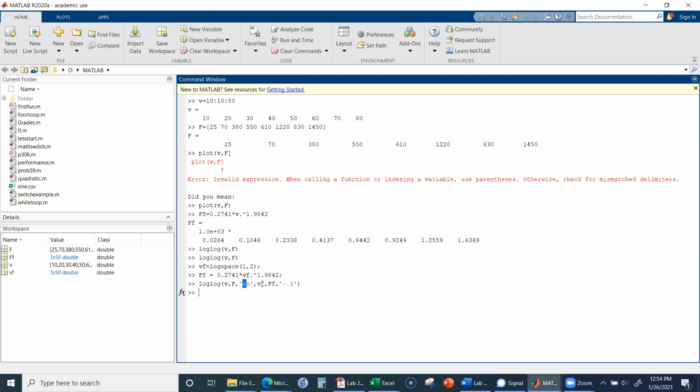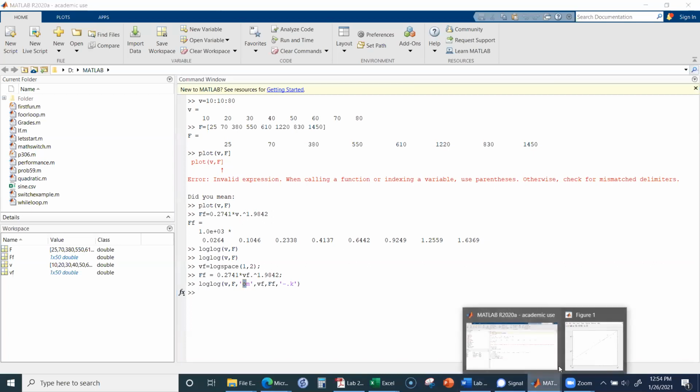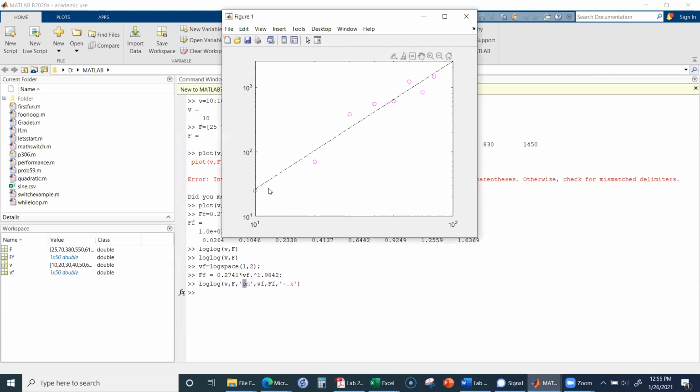circle markers. Okay, so now if you look at the figure, you can see that this black line is shown as the dash dot, and the circles are in the magenta color. So basically, this plot just shows the correlation between the actual values and the theoretical ones.